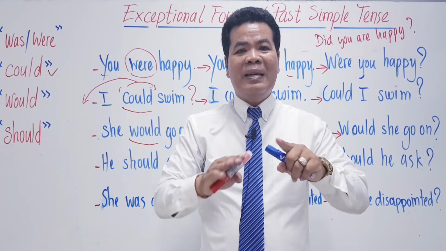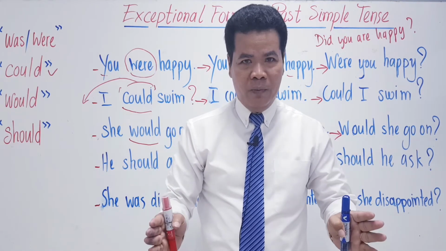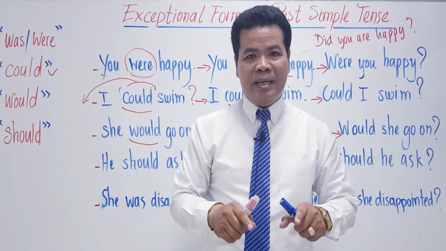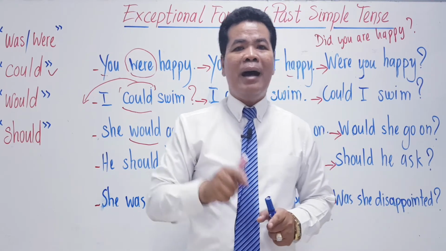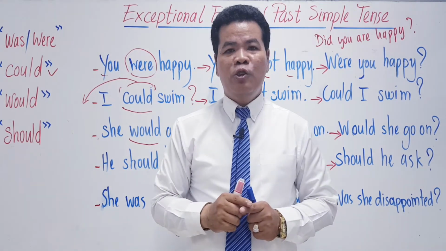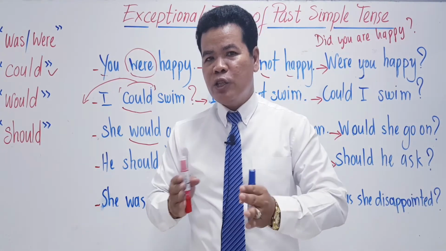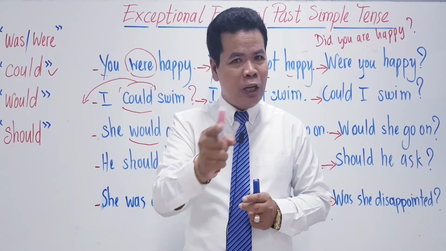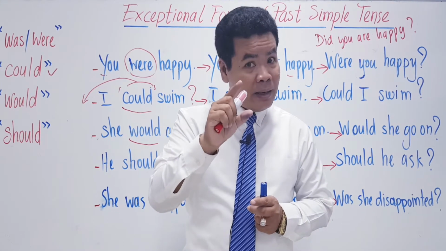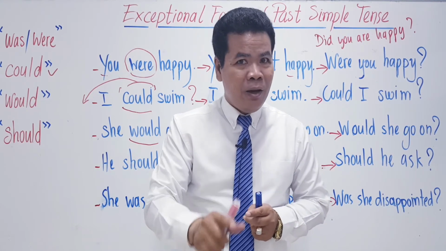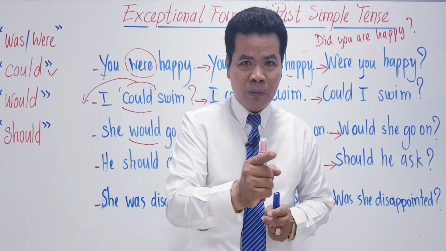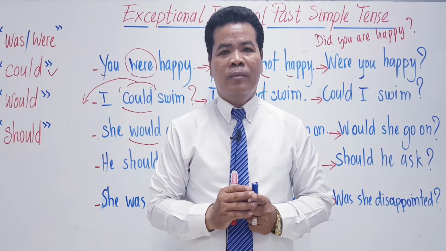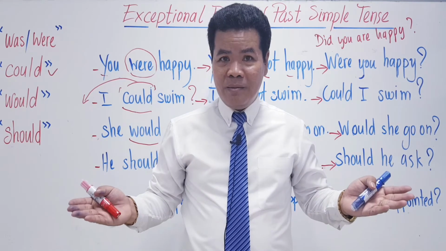So it can make its own forms. In a sentence, when you have the verb would inside the sentence, you don't need to use did as an auxiliary verb or helping verb to make a negative or question sentence anymore. Just add not after would to make the negative, or just put the verb would in front of the subject to make the question. That sounds easy, doesn't it?